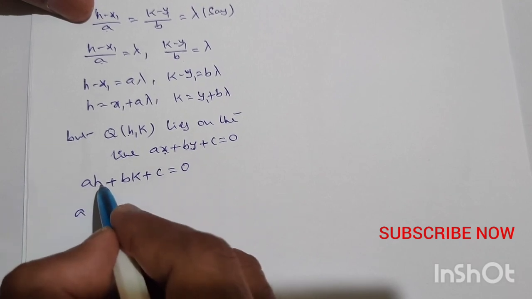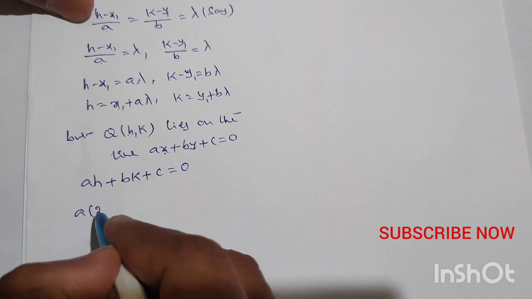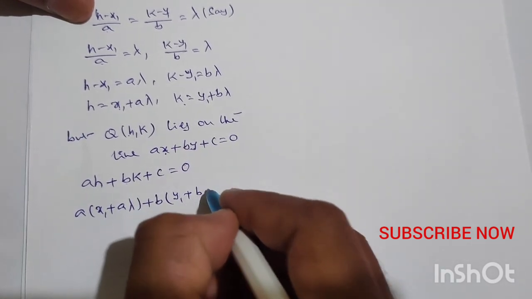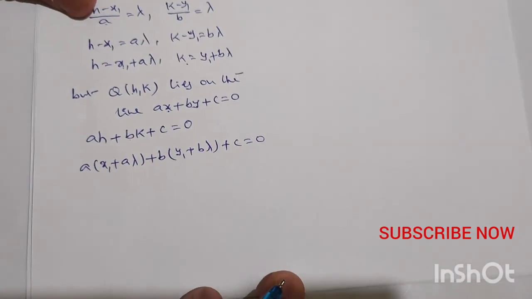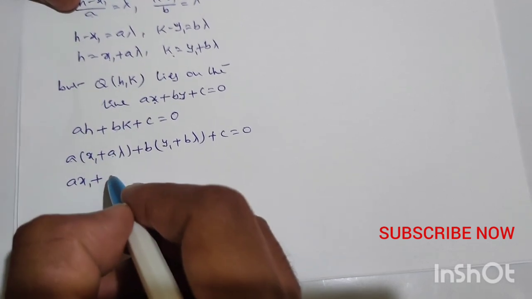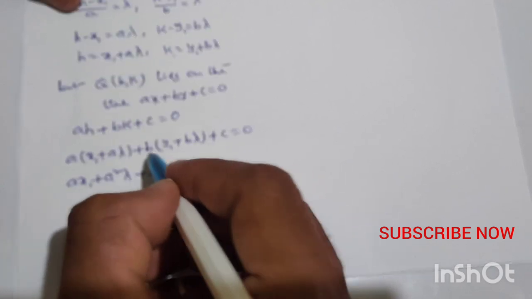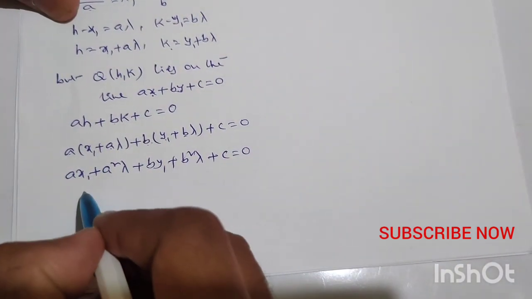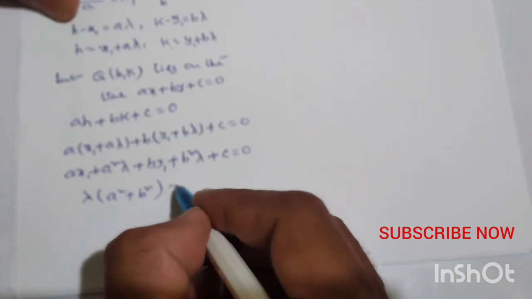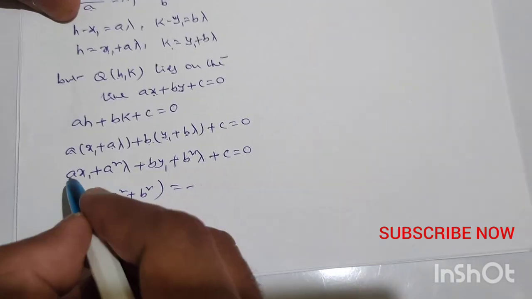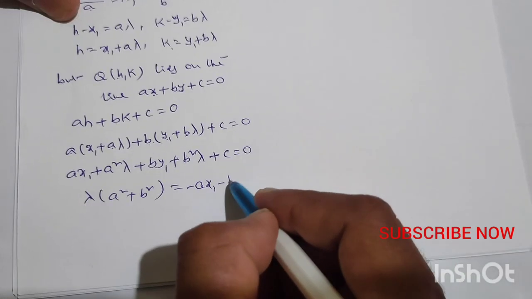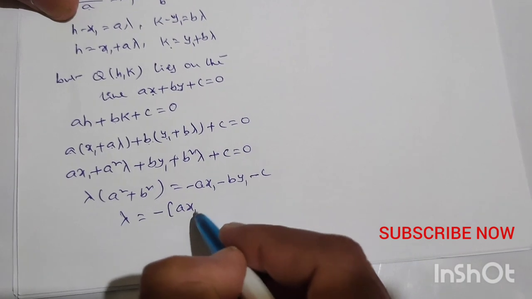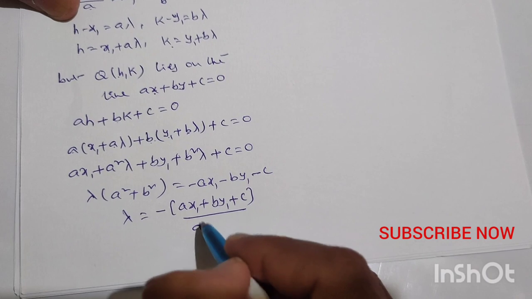So here h is equals x1 plus a lambda, and k is equals y1 plus b lambda. So a into (x1 plus a lambda) plus b into (y1 plus b lambda) plus c equals 0. So ax1 plus a square lambda plus by1 plus b square lambda plus c equals 0. Here lambda is common: lambda into (a square plus b square) equals minus ax1 minus by1 minus c. So lambda is equals minus (ax1 plus by1 plus c) by (a square plus b square).